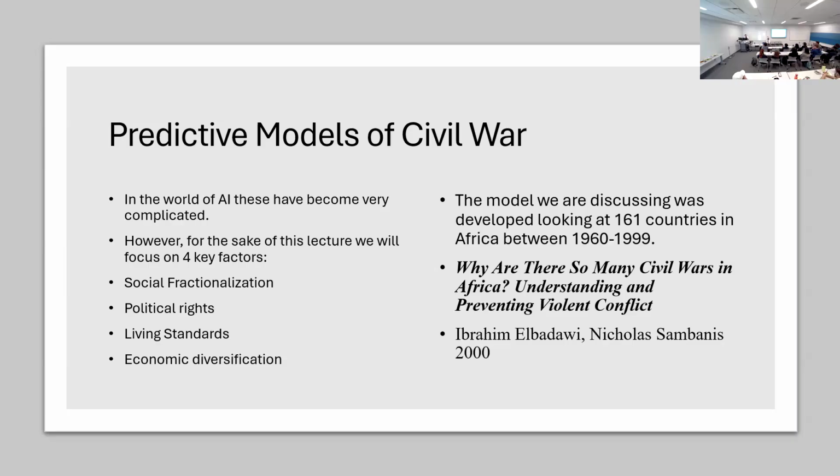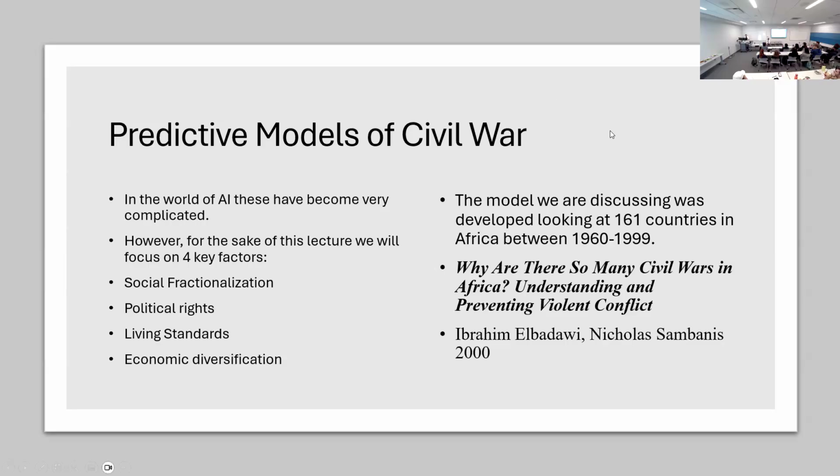This is a good article that you can just pull off the web, by Ibrahim Elbadawi and Nicholas Sambanis, where they came up with these predictive models looking at 161 countries in Africa between 1960 and 1999. They developed these models on predicting what type of environments would bring about civil war. It's really interesting. It focused on 4 key factors: social fractionalization, political rights, living standards, and economic diversification. This is what they looked at.